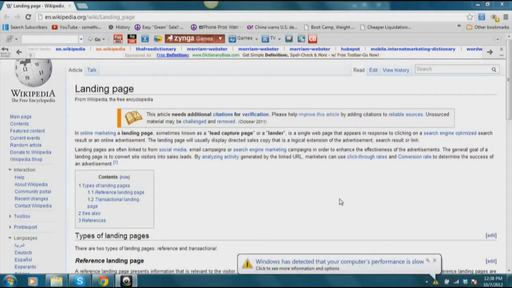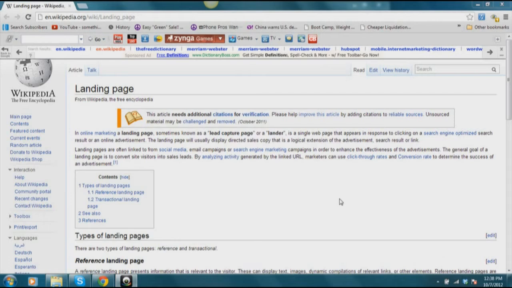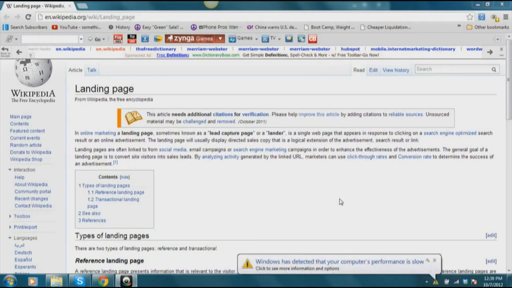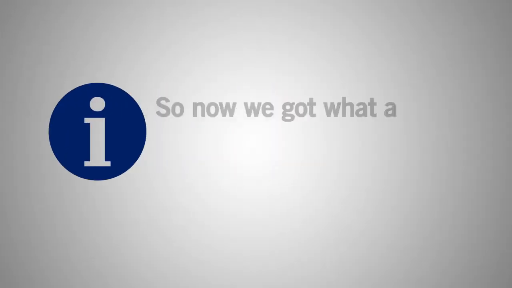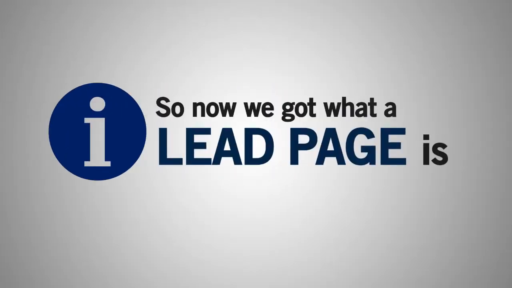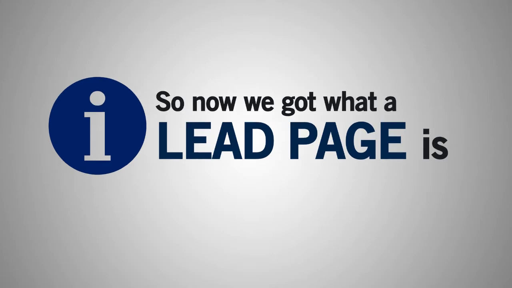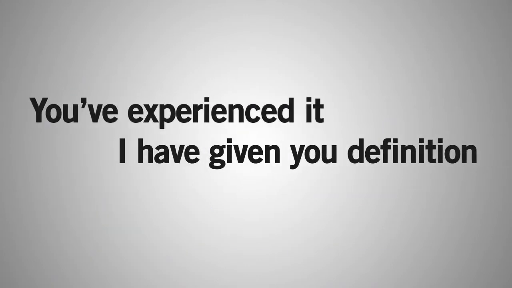And this is huge, and this is the biggest difference I see out there between coaches with traditional websites versus other industries that are now using these lead pages. Rather than the first impression being a website, the first impression is usually a lead page, and we're going to get into that a little later. So now we got what a lead page is. You generally kind of know what one is. You've experienced it. I've given you a definition. Let me discuss what we're going to go over today.